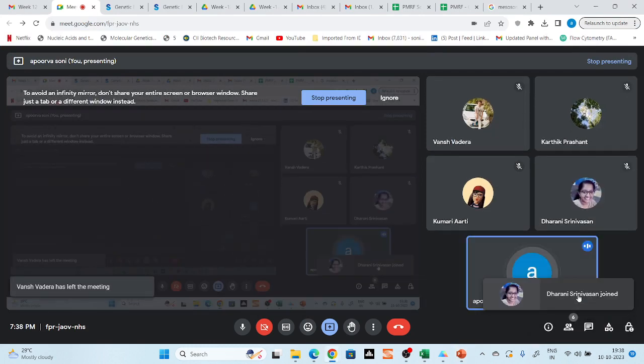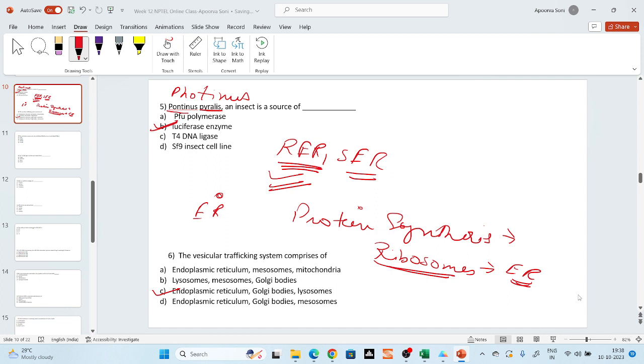Smooth endoplasmic reticulum has no ribosomes. Rough endoplasmic reticulum has ribosomes attached to it, so microscopically it looks rough, and therefore it is named rough endoplasmic reticulum. Rough endoplasmic reticulum is involved in vesicular trafficking, not the smooth endoplasmic reticulum.